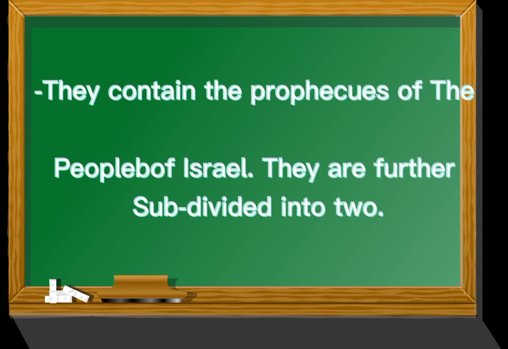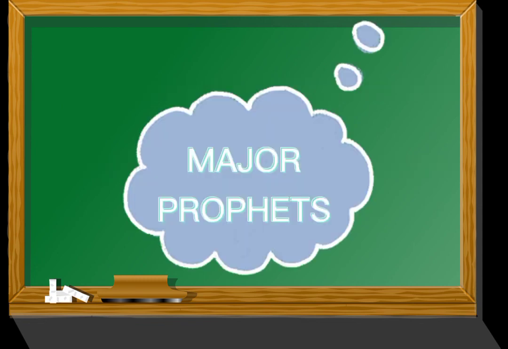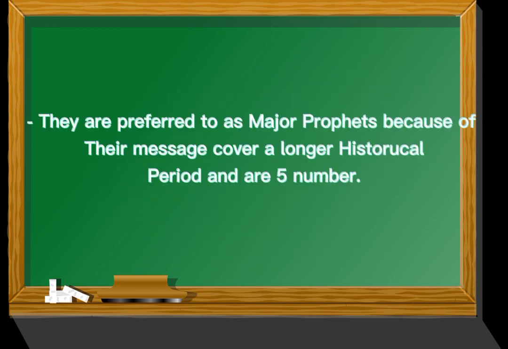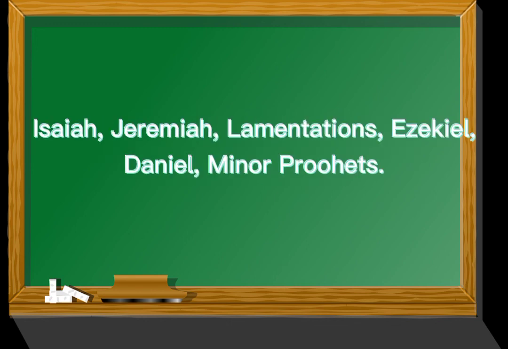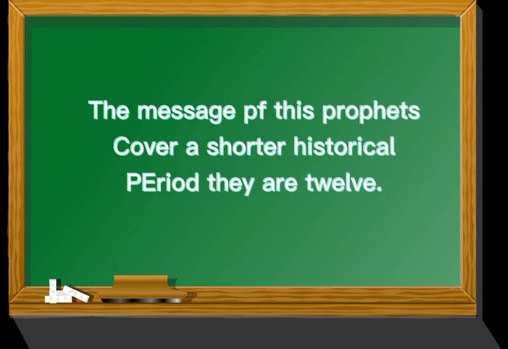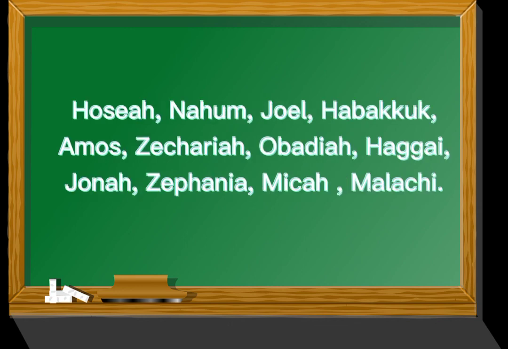They are further subdivided into 2 groups. Major prophets are referred to as such because their messages cover a longer historical period, and they are 5 in number: Isaiah, Jeremiah, Lamentations, Ezekiel, Daniel. Minor prophets: the messages of these prophets cover a shorter historical period. They are 12: Nahum, Joel, Habakkuk, Amos, Zechariah, Obadiah, Haggai, Jonah, Zephaniah, Micah, Malachi.